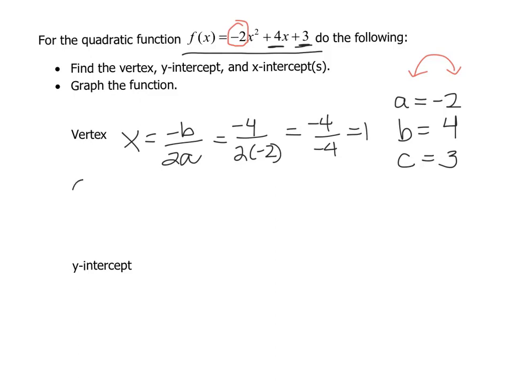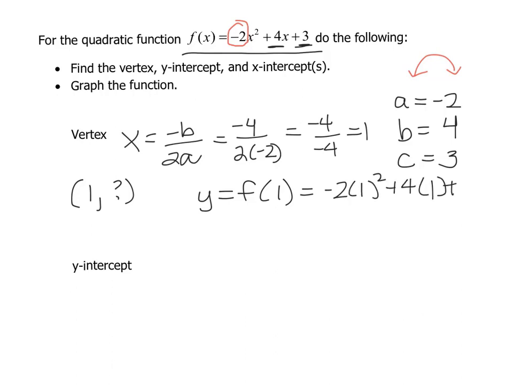This is just one coordinate. We need to find the other coordinate, the y value. To find the y value, all we're going to do is plug our 1 into our function, or evaluate our function at 1. So we're going to have negative 2 times 1 squared plus 4 times 1 plus 3. That's negative 2 plus 4 plus 3, which is 5. The y-coordinate of our point is 5. So our vertex is at the point (1, 5).